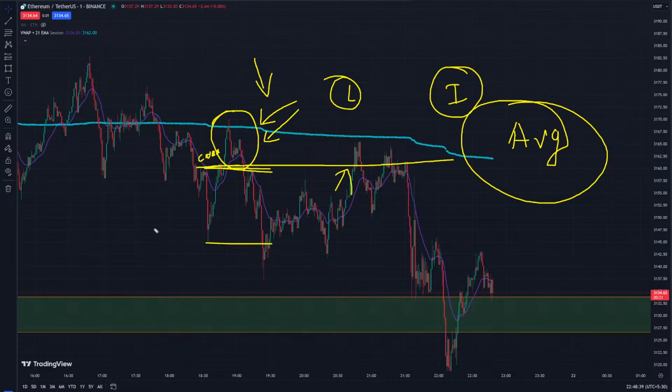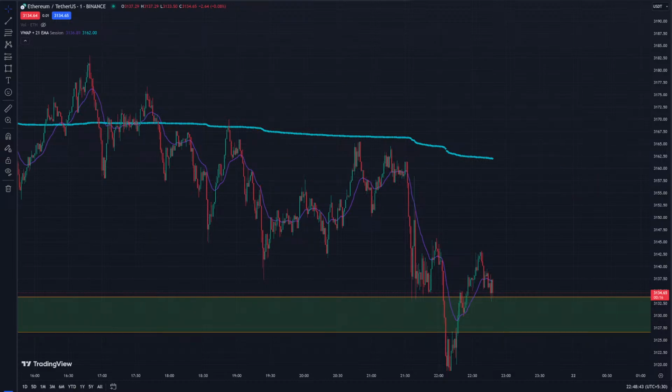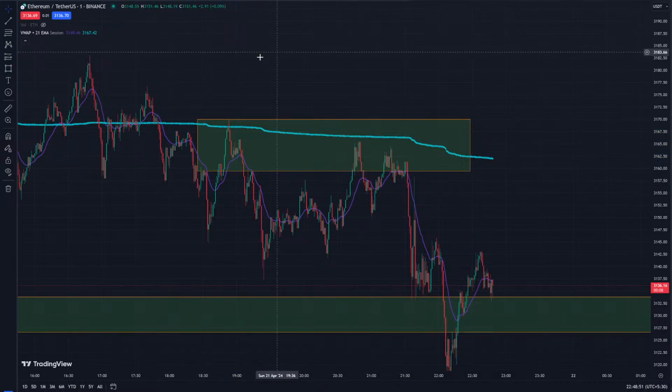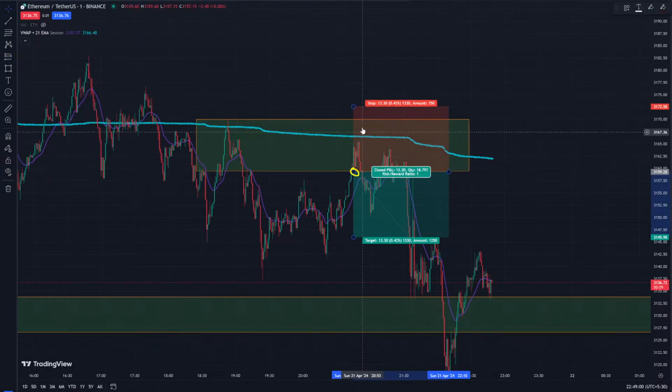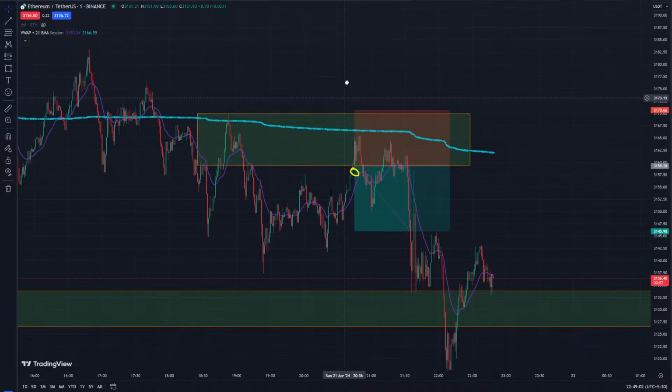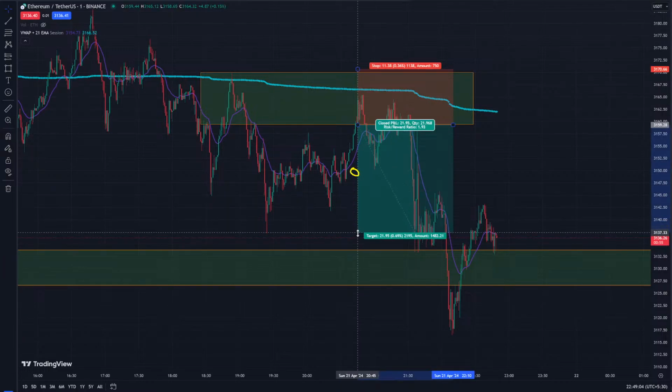Okay, I hope you got what I am saying right now. So if we create a box right here, and once price touches this area, and if we take a trade from here, putting our stop loss here, then we can easily get a target of this swing, right?